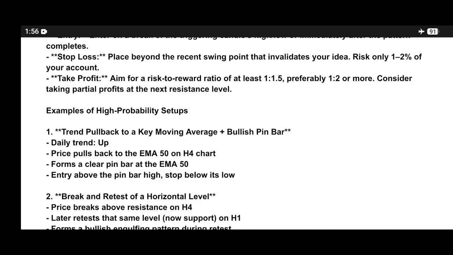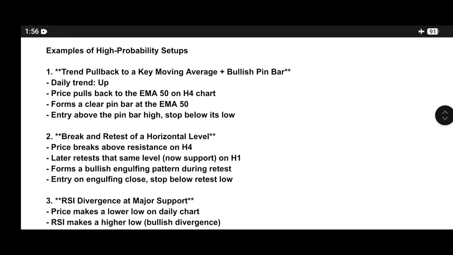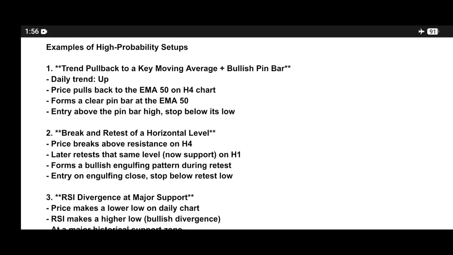The second example is this: break and retest of a horizontal level. Price breaks above resistance on the 4-hour chart. Later it retests the same level, now acting as support, on the 1-hour chart. It forms a bullish engulfing pattern during the retest. Entry on the engulfing close, stop below the retest low.